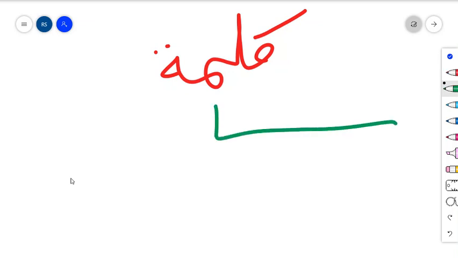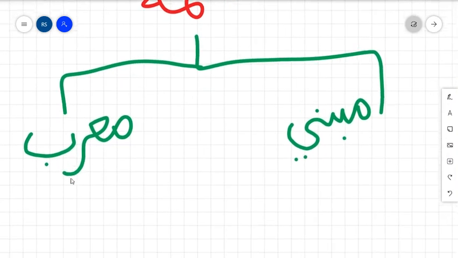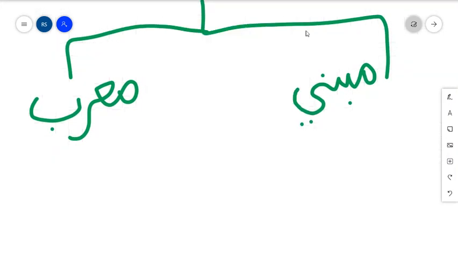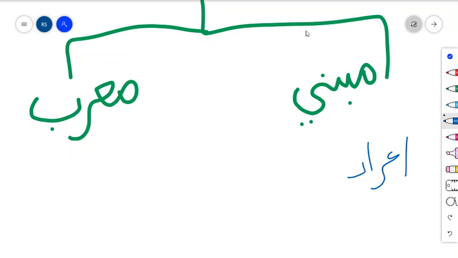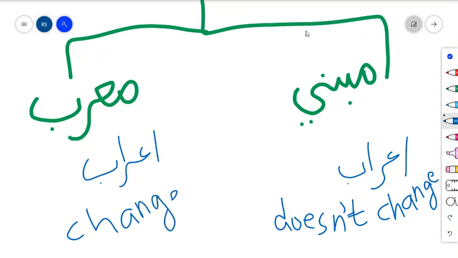Kalima, here it is divided into two categories. The first category is mabni, and second category is Morab. So Mabni means those words, those kalimat whose Arab does not change. But Morab, whose Arab changes according to the sentence, according to the situation.